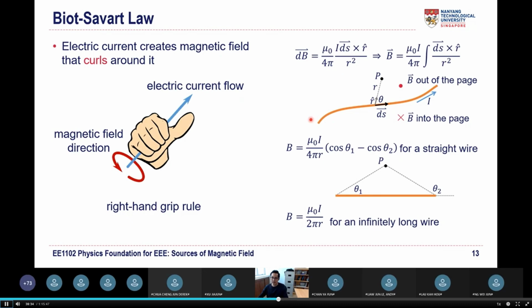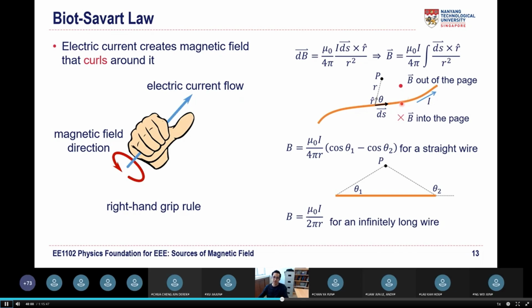So for instance, in this case, this is a current carrying wire. If you put your right hand grip around it, you can see that your fingers are going to come out of the page on the top of the wire, whereas at the bottom of the wire, it's going to go into the page, right? Because if you put your fingers around it and your thumb in this direction, that's how the direction of the magnetic field is going to be.